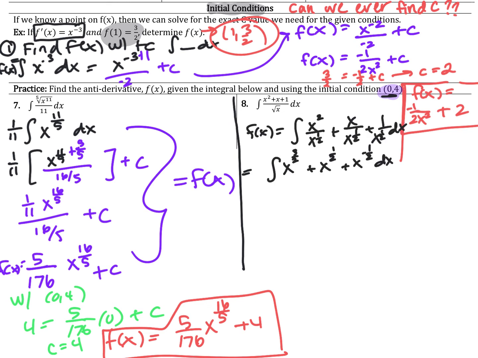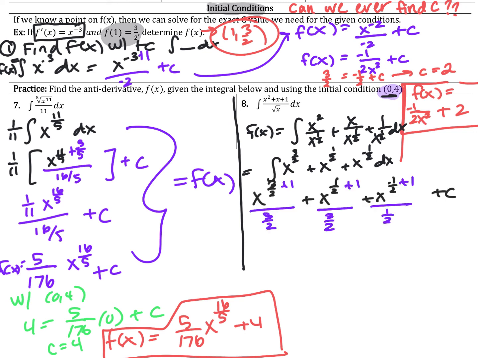So hopefully you had time to get started. Here is my simplified integrand as 3 separate terms, and now you can add 1 to each exponent individually, so go ahead and do that part. I'm going to end up with x to the 3 over 2 plus 1, which is x to the 5 halves, divided by 5 halves. Multiplying by the reciprocal, 2/5 times x to the 5 halves, plus 2/3 times x to the 3 halves, plus 2 times x to the 1/2, plus c. And this is equal to f of x.